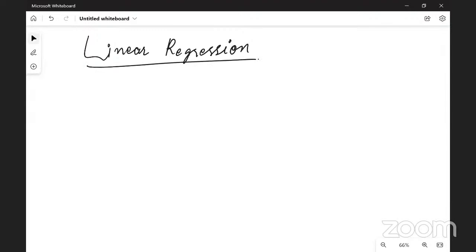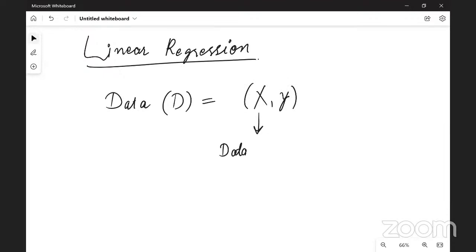So in linear regression, before we get to the model, we have a data set. Data is represented as D in the form of pairs X and Y. X here is not exactly data, but the input samples, and Y is the corresponding labels.